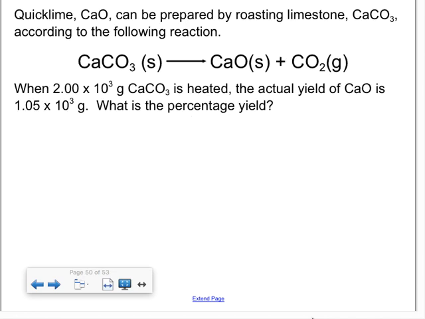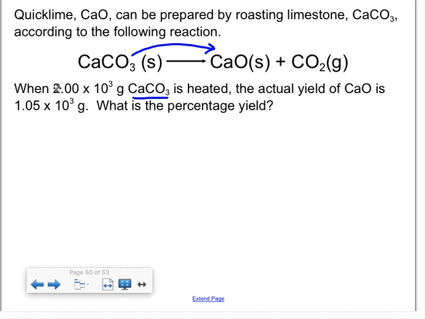Looking at quicklime, prepared by roasting limestone according to the following reaction. When 2,000 grams of calcium carbonate is heated, the actual yield of calcium oxide is 1,050 grams. What's the percent yield? Okay, now this one, I'm going to take it up a step. You got to do a little bit of stoich, okay? So they give us the actual, which is nice. And this is the reactant that we started with. And we want to get to CaO. So I'm going to have to use a little bit of stoichiometry to get to CaO.